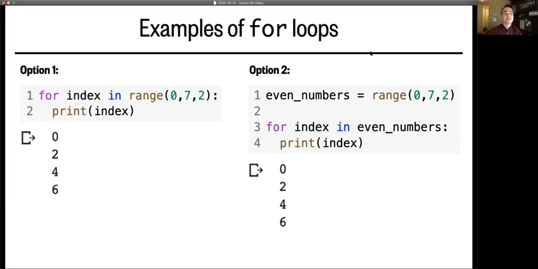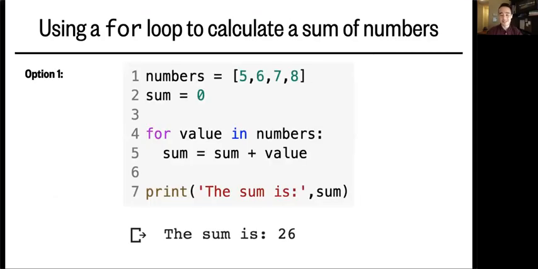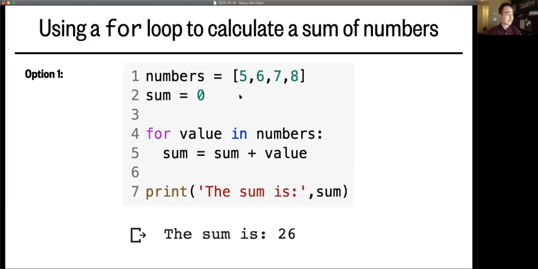So how can loops actually be useful besides just printing stuff? Well, one example is calculating the sum of a list of numbers. Here we've assigned the list 5, 6, 7, 8 to the variable numbers. And we've also created a variable called sum, which we're going to use to keep track of the sum as we go, so we initialize it as 0. Then we write the for loop: for value in numbers, set sum to the quantity sum plus value.